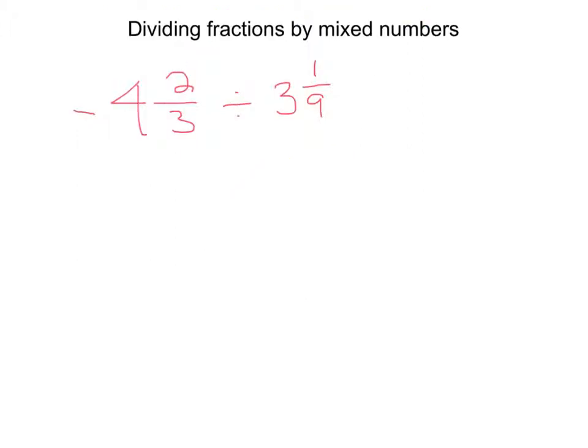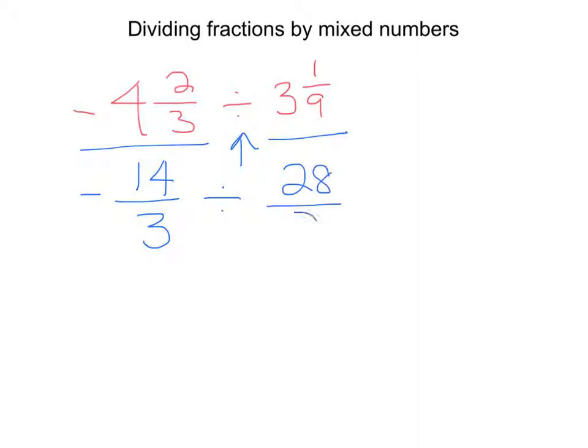We can also divide fractions by mixed numbers. So we have a mixed number divided by a mixed number. To do this, you turn them into improper fractions. So the first one would be -14/3 divided by 28/9, because you multiply and add and keep your denominator.